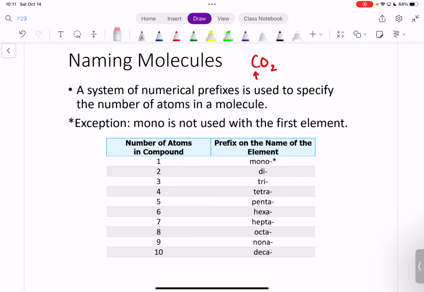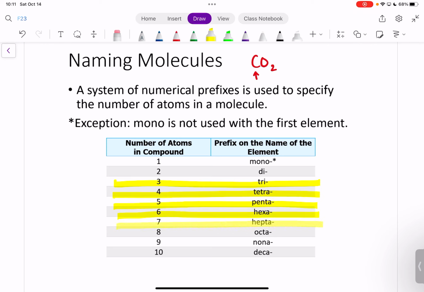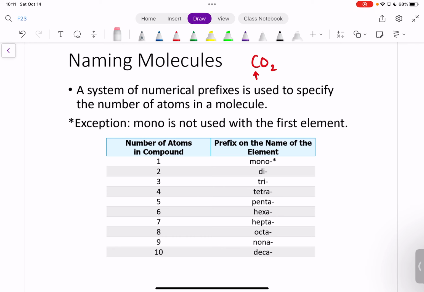There's also tri for 3, tetra for 4, penta 5, hexa 6, hepta 7, octa 8, nona 9, and deca 10. All of these you need to memorize. I would recommend making flashcards. A lot of them you'll get pretty used to from naming these a lot. We're going to do lots of practice, but it is something that you need to memorize.